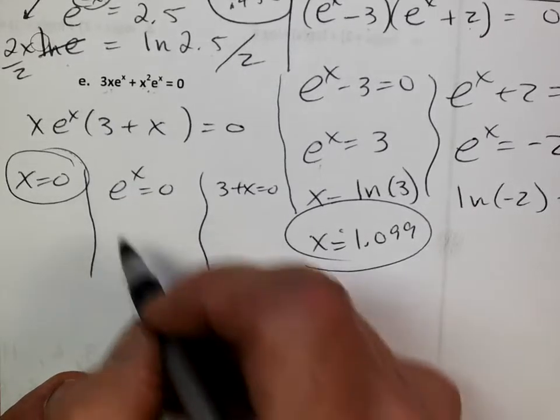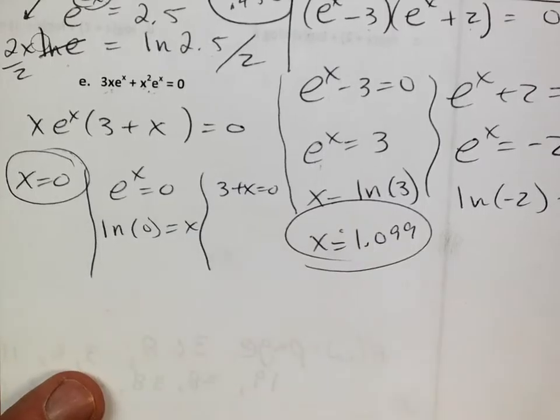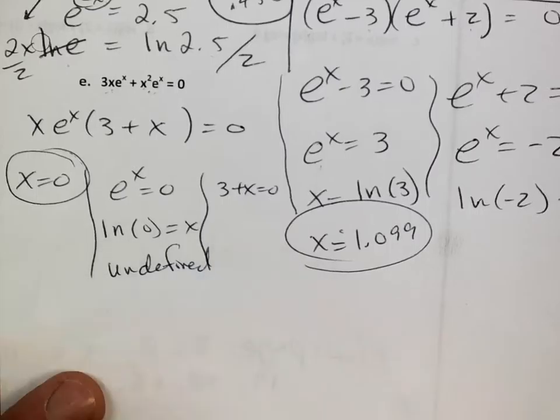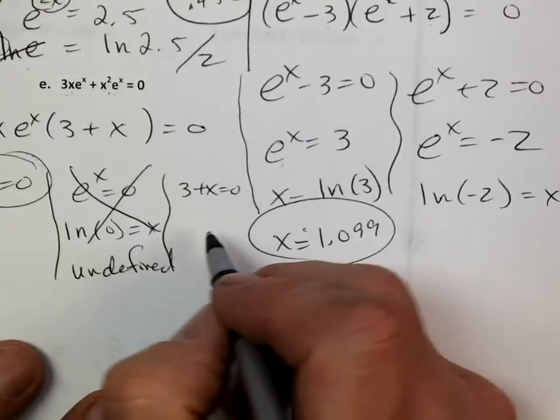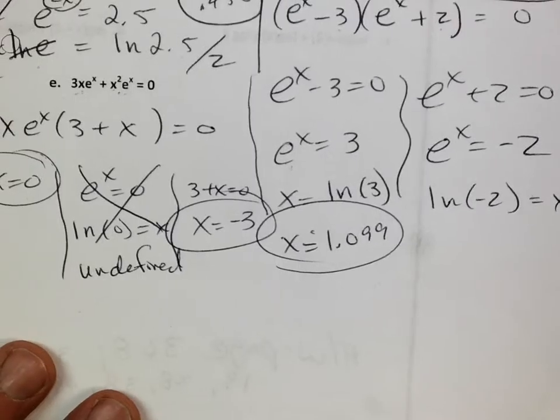So if I take the natural log of 0, I'll get x, right? Well, try it. What's the natural log of 0? Anybody have a calculator handy? It doesn't work, because you take e to any power, you'll never get 0. So throw that one out. And then you get x equals negative 3, which should work, okay? So you really only get 2 answers.